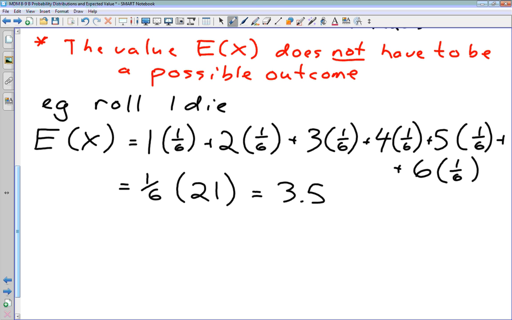So if we were to repeat this experiment over and over and over again, we would expect, on average, to get 3.5 as the number that's showing up. But on any one individual experiment, we can't get 3.5 showing up because the only possible outcomes are 1, 2, 3, 4, 5, and 6. So again, the expected value can be one of your possible outcomes, but it doesn't have to be.